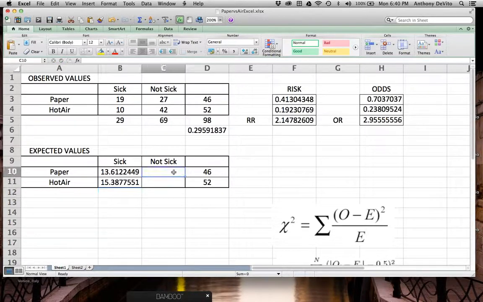And the difference, the number of people that didn't get sick, is going to be equal to 46 minus the number of people that got sick. Got to add up to 46, and this has to add up to 52.